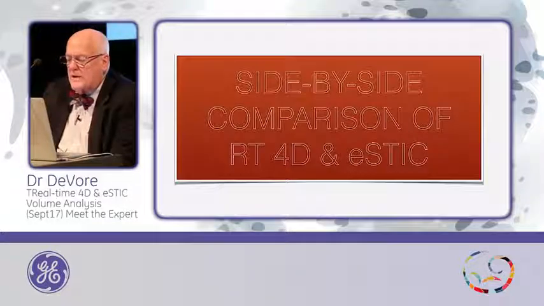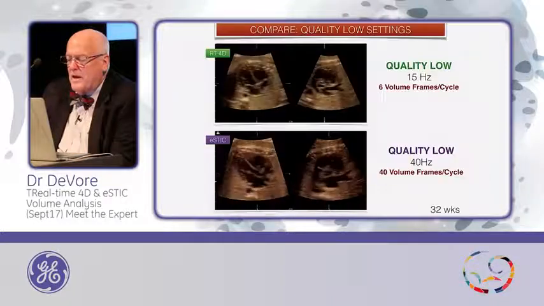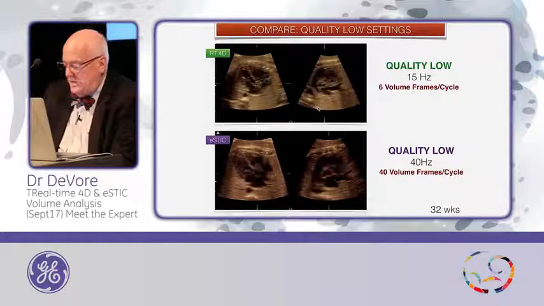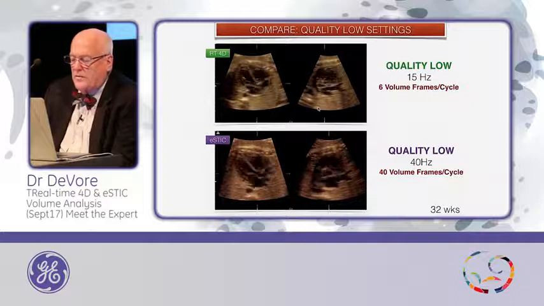So let's do some side-by-side comparisons. Again, just to summarize, here's a 4D and an eSTIC. Again, very close in similarity, except we have a little bit lower frame rate here because we set it for a larger heart, larger fetus.